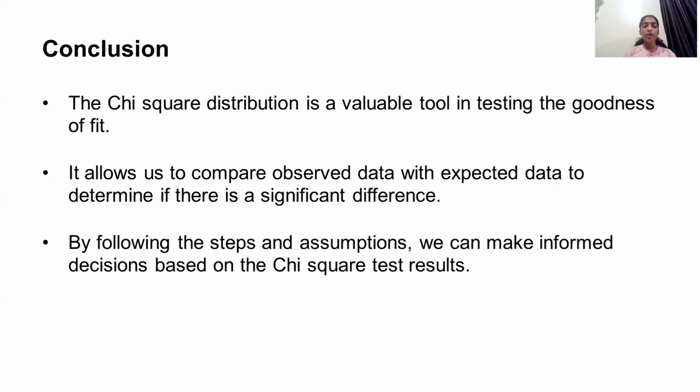Conclusion. The chi-square distribution is a valuable tool in testing the goodness of fit. It allows us to compare observed data with expected data to determine if there is a significant difference. By following the steps and assumptions, we can make informed decisions based on the chi-square test results.